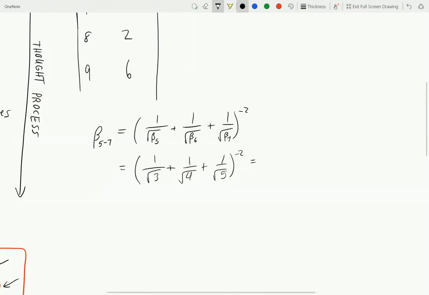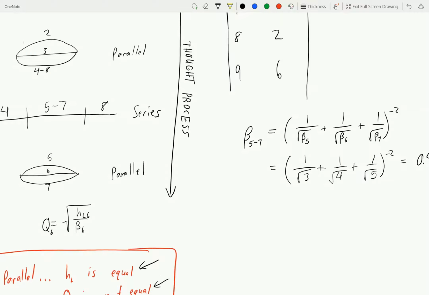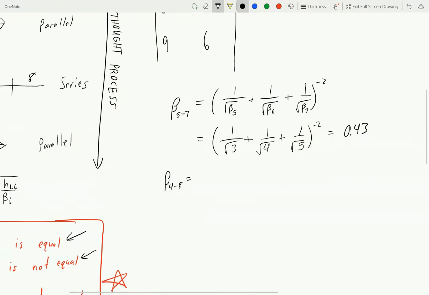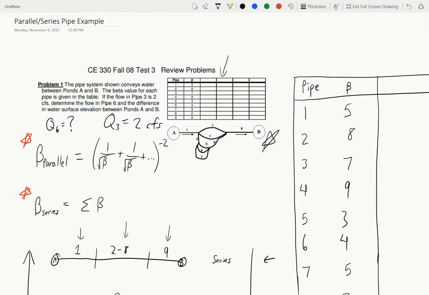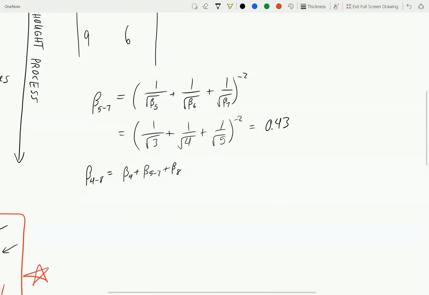And we get the value of 0.43 for the beta value for this whole section here. Now for the series, we're going to find beta 4 through 8, and all that is beta 4 plus beta 5 through 7 plus beta 8. We'll just remember these two equations right here. Those are pretty much your bread and butter for this kind of problem. We just have to plug numbers into the equations and hope to get it right.